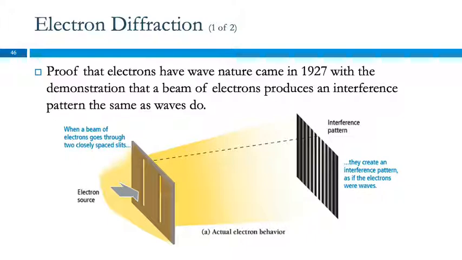I'll have to see if I can find it. My husband found this great video that actually shows the results in real time of this experiment. So we see this interference pattern, and that's caused by electrons behaving as waves.